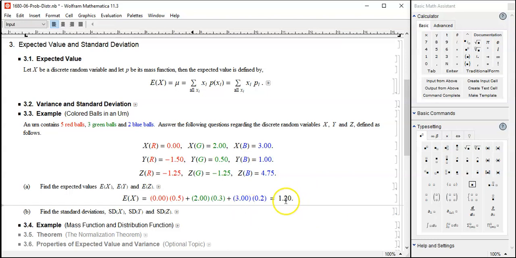Now, does it make sense? Well, the smallest possible value is 0. The largest possible value is 3. We got somewhere in between, so it does make sense. And in terms of a gambling model, this is basically the payoff that you expect each time you play this game.